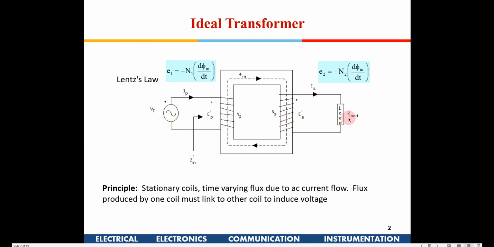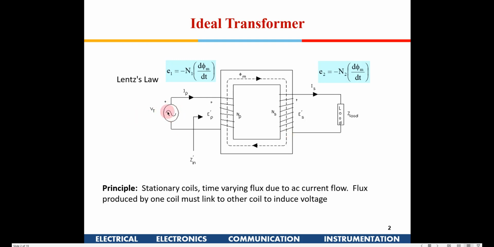Now, a very important thing to understand is, suppose I apply a DC voltage out here, a DC current will flow in this coil, and that will establish a fixed flux. In that case, there will be no dφm/dt. There will be no rate of change of flux. There will be a fixed flux, and no voltage will be available at the secondary output. So this transformer is only applicable for AC circuits.